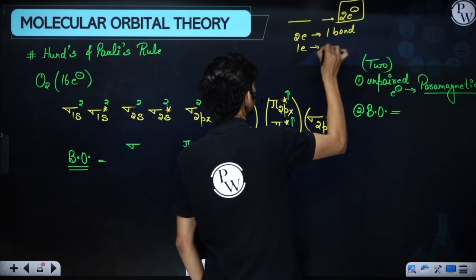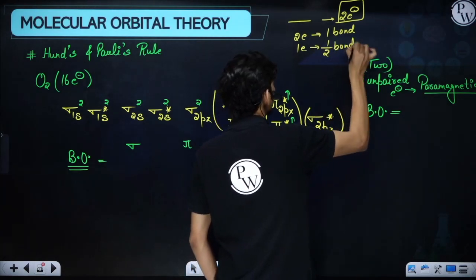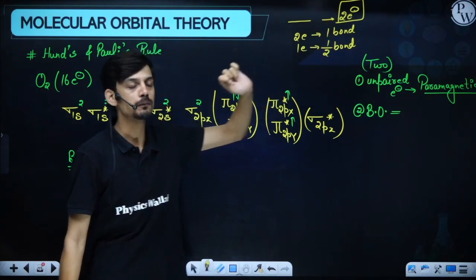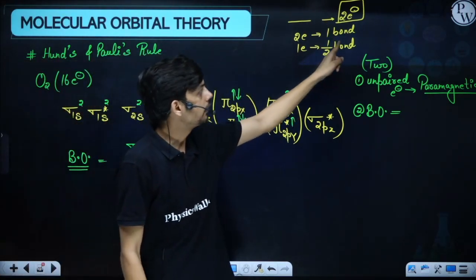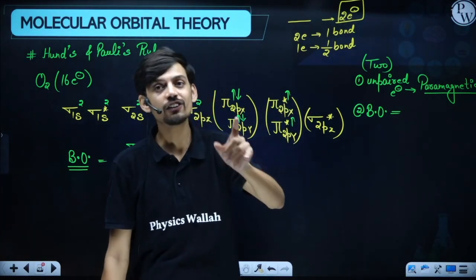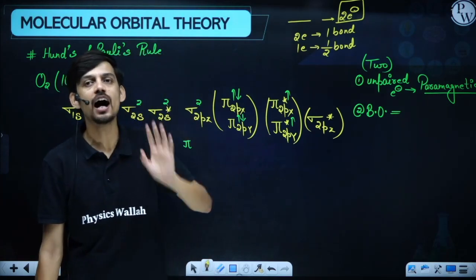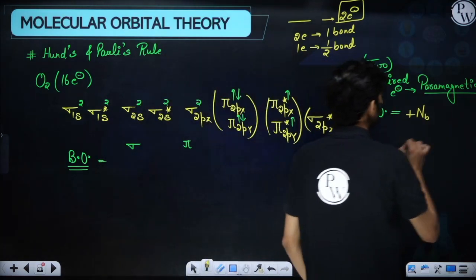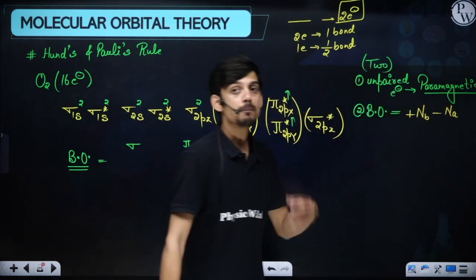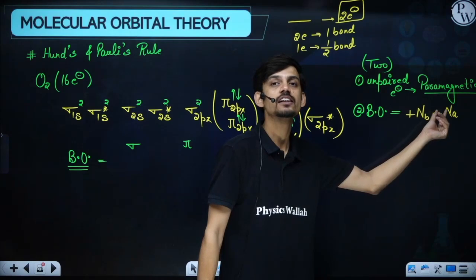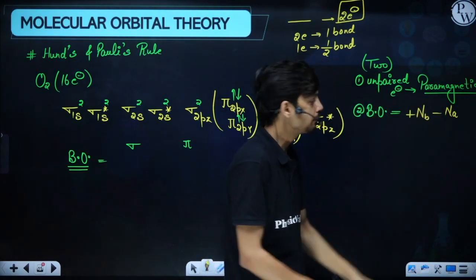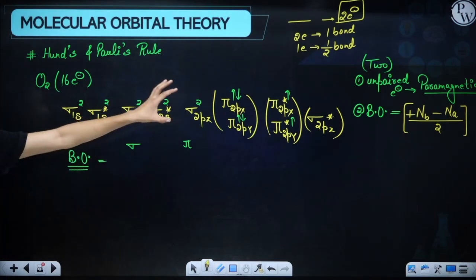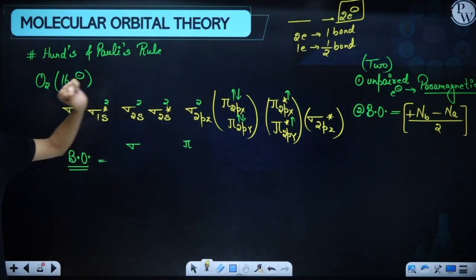So one electron will contribute half in the formation of a bond, because two electrons will form a complete bond. Every electron in the bonding orbital will contribute in forming half the bond. Every electron in the anti-bonding orbital will contribute in breaking half of the bond. So bonding electrons, NB, contribute in the formation of the bond, so I have added a plus sign. Anti-bonding electrons oppose the formation of the bond and try to break it, so I have given a minus sign. We divide by 2 because the contribution of each electron is 1 by 2. So we apply the formula (NB minus NA) by 2 for sigma and pi orbitals separately.